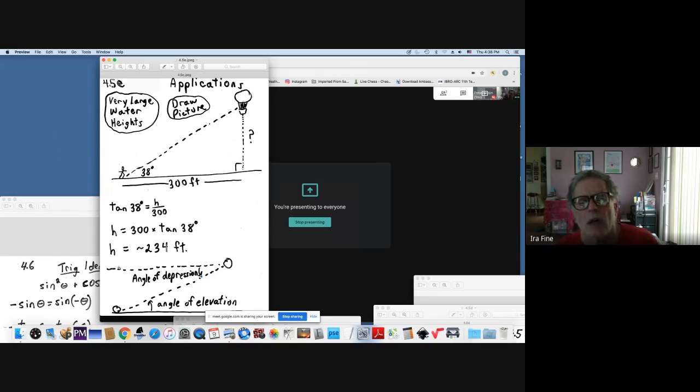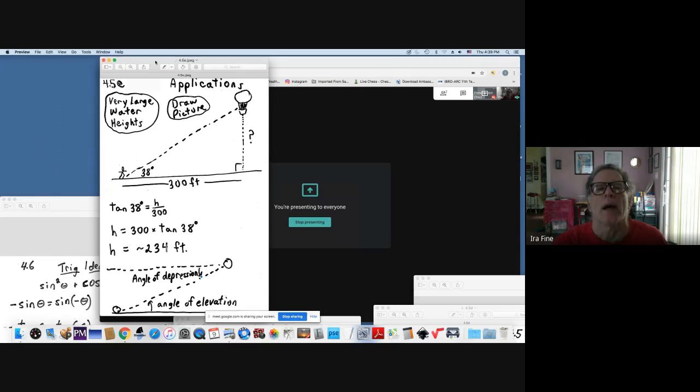So, and if you remember from parallel lines in geometry, since this line is parallel to this line, and this is the sight line, which is sort of the transversal, the angle of depression will always equal the angle of elevation. It's just two different ways of measuring it, okay? But they're actually the same thing in size.